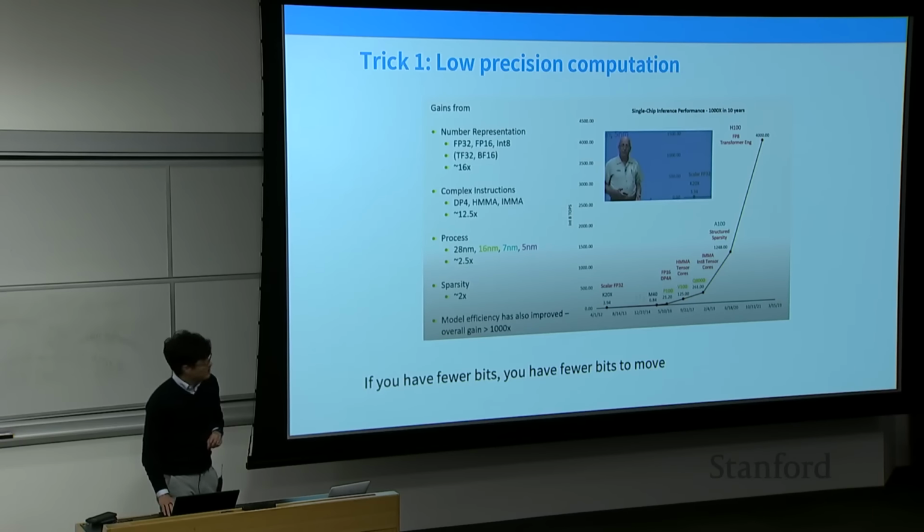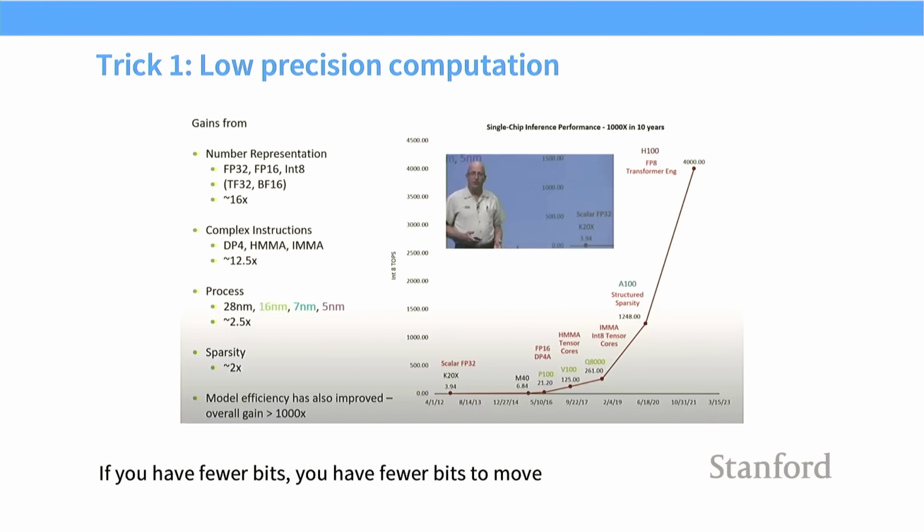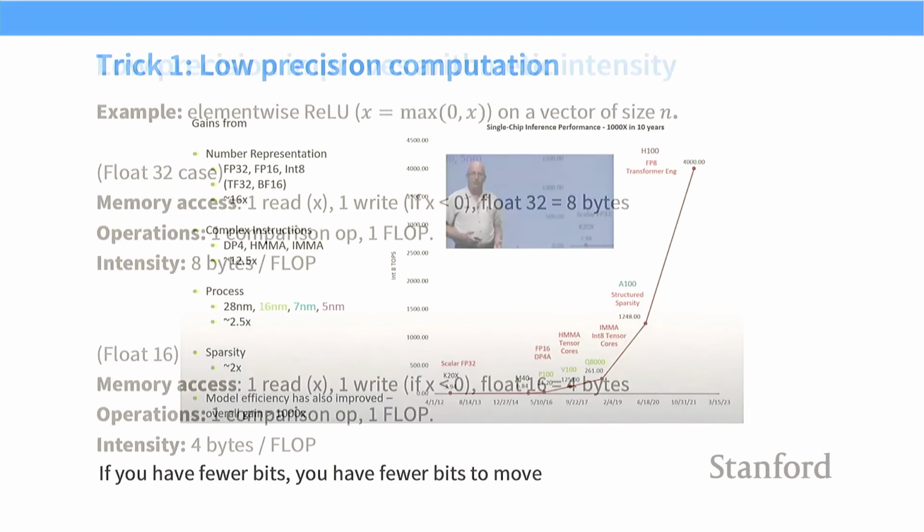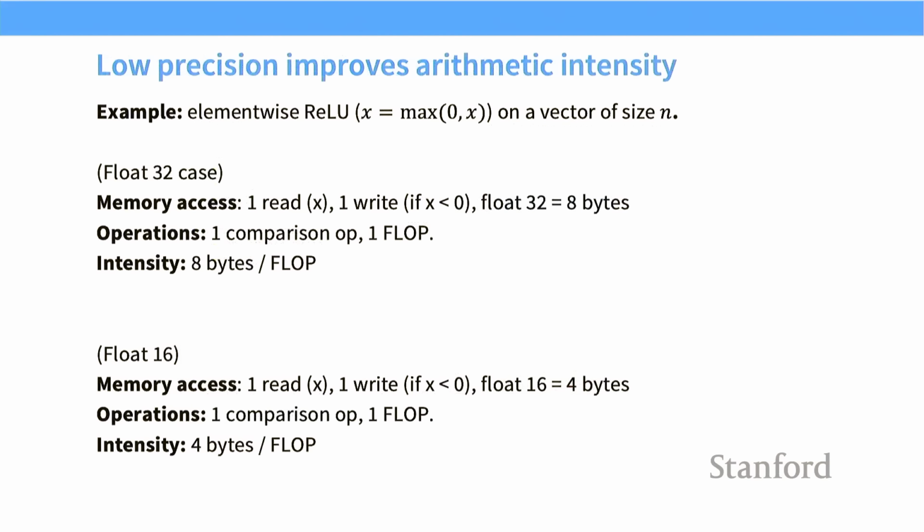And let me clarify why that's so important, right? If you have fewer bits in all of the things that you're computing, and your weights and so on, you have much fewer bits to move, right? So even if you're accessing these bits from global memory, they become much, much less of a concern.